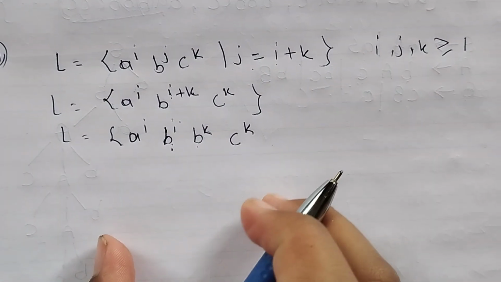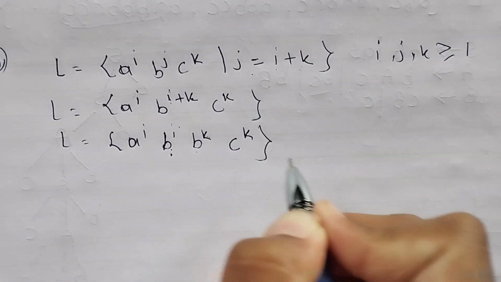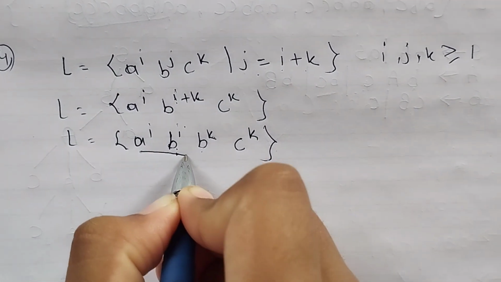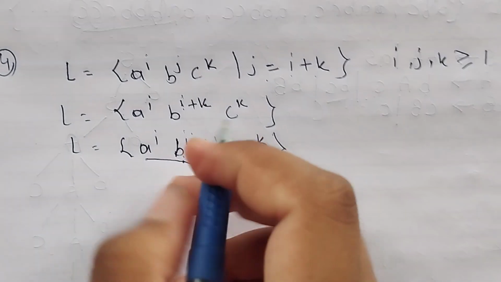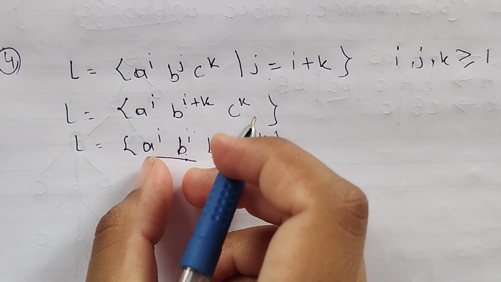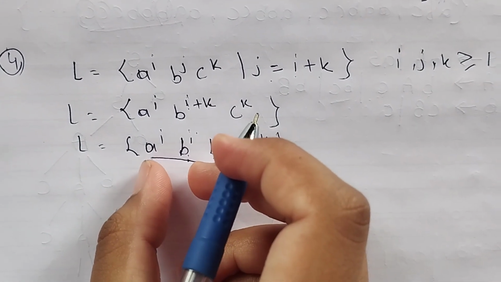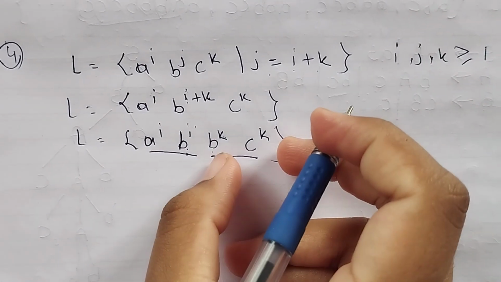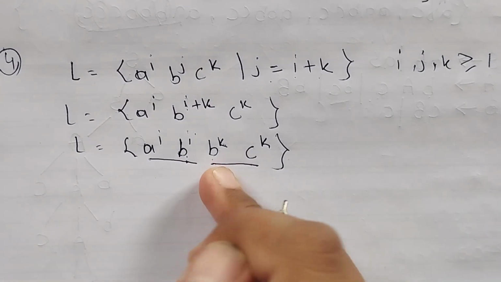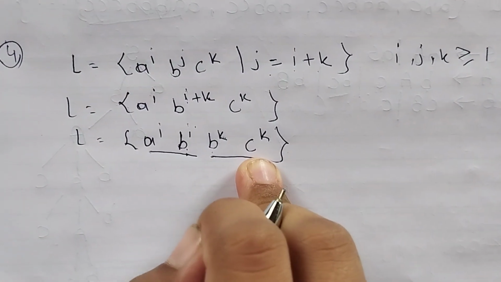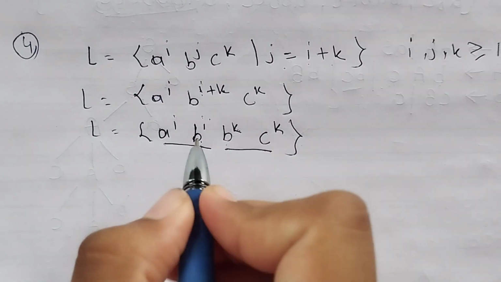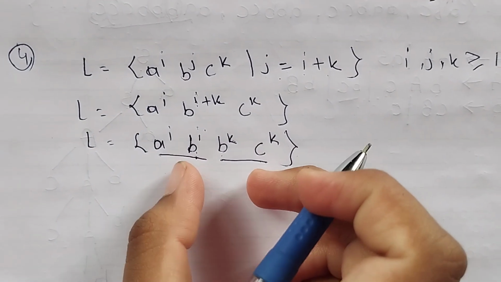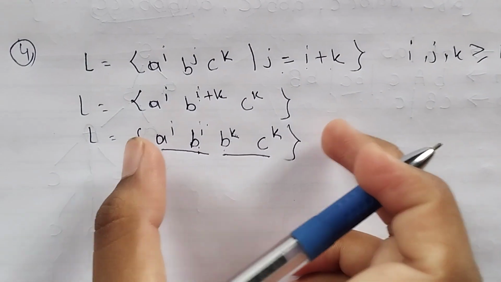So now I hope you all get an idea how we write the remaining production. First we consider one variable for a raised to i, b raised to i, because n number of a is equal to n number of b, and one production for this variable for equal number of b and equal number of c. And by using these two variables we write the whole string.